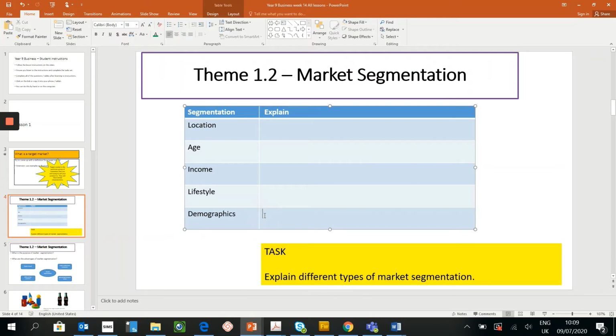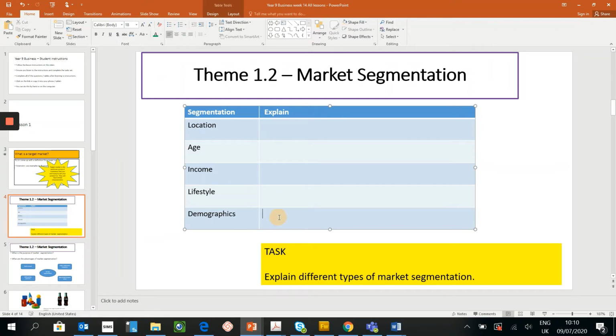Demographics includes education. So, for example, it could be particular types of products based around education. It could be occupation. A good example of occupation is the TES, which is a magazine paper that is targeted directly at teachers. We've already said income levels. It's kind of in there a little bit, but obviously income is separate as well.